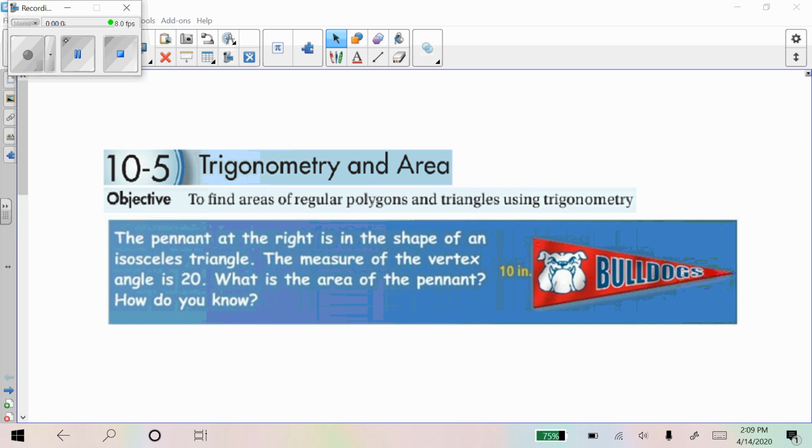This time we're going to be talking about trigonometry in area. How can you use trigonometry to help you find the area of regular polygons and triangles? So check this problem out and see if you can figure out a way to find its area. Remember that to find the area of a triangle, you need to know the base and the height. Go ahead and pause here and try and figure it out, and then you can check back for my solution.